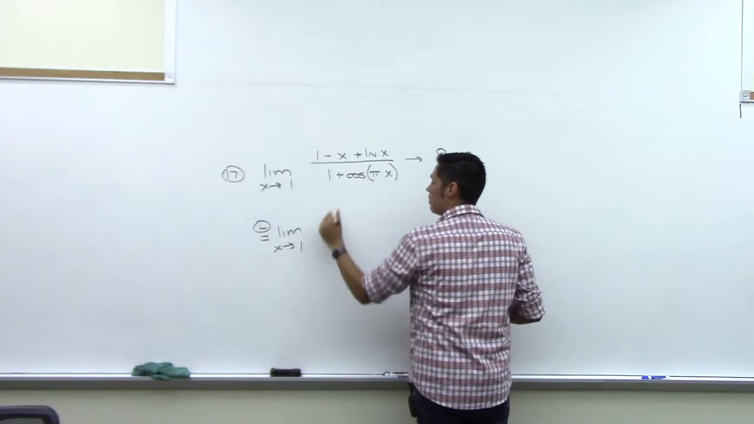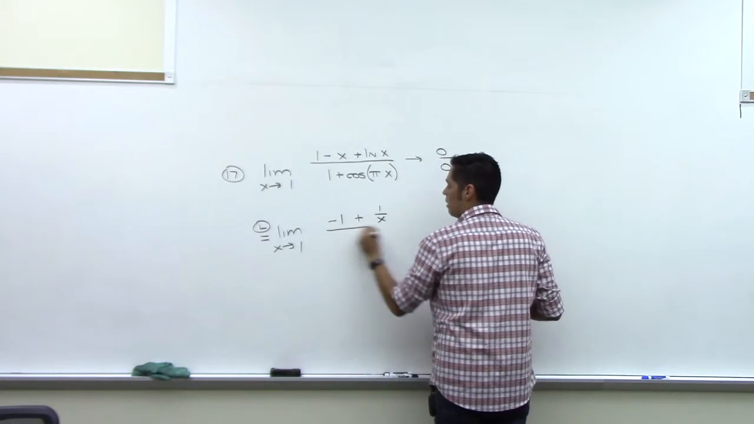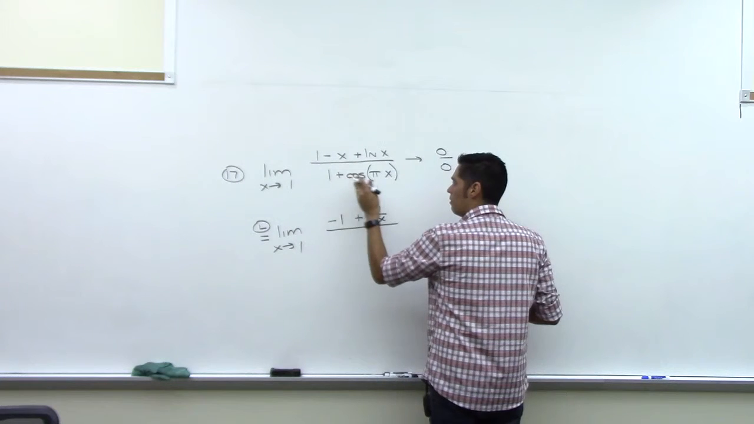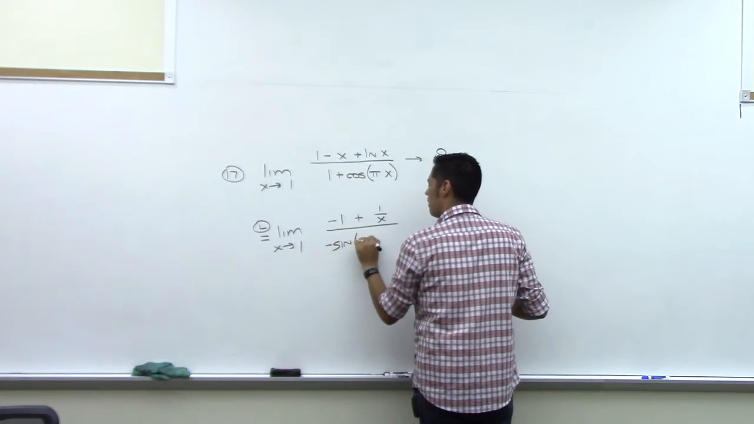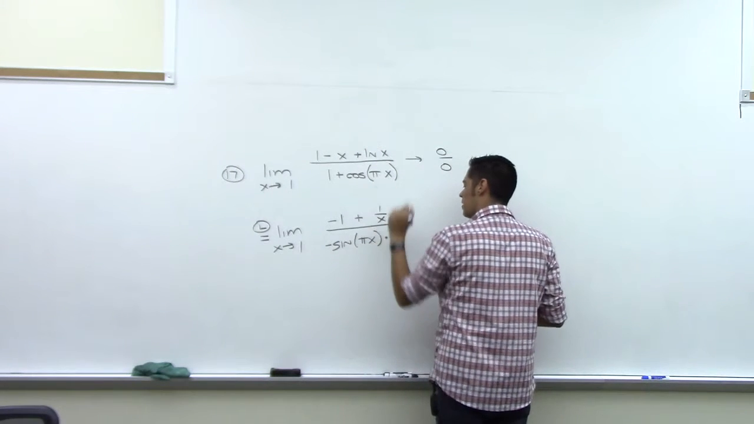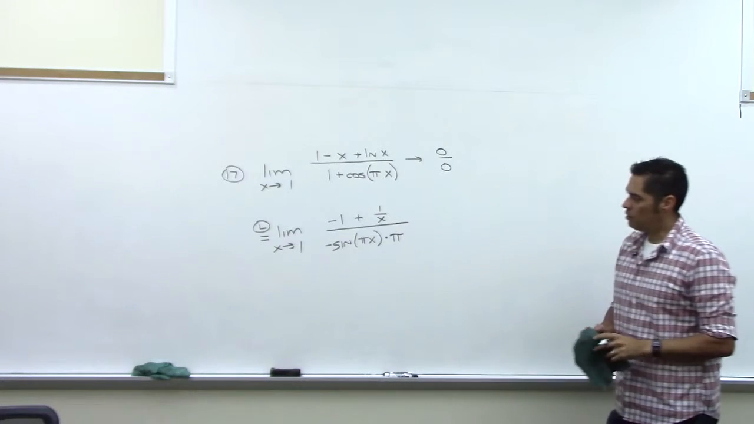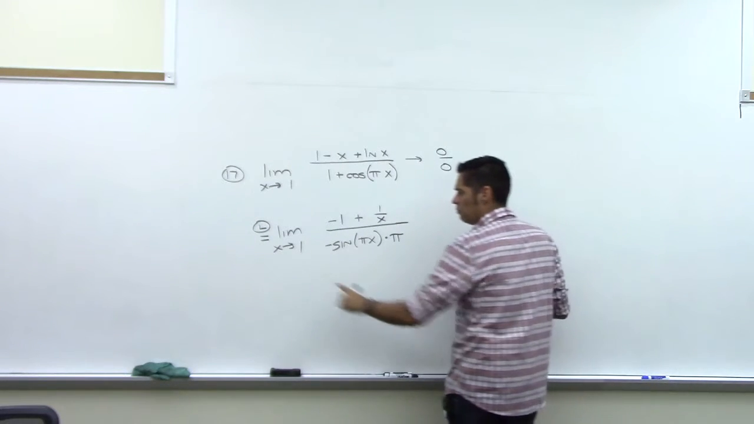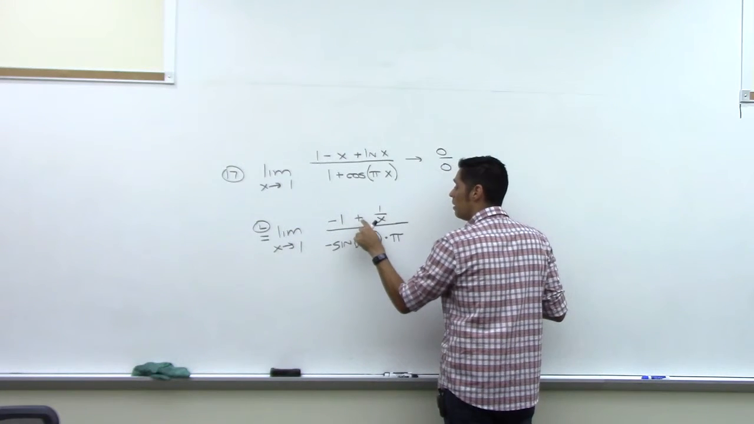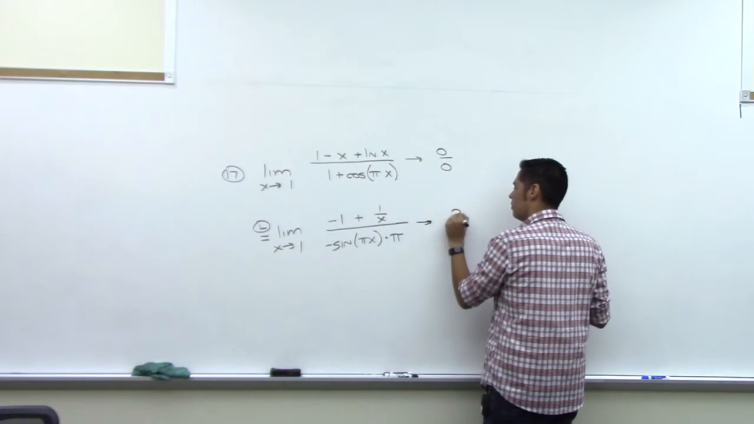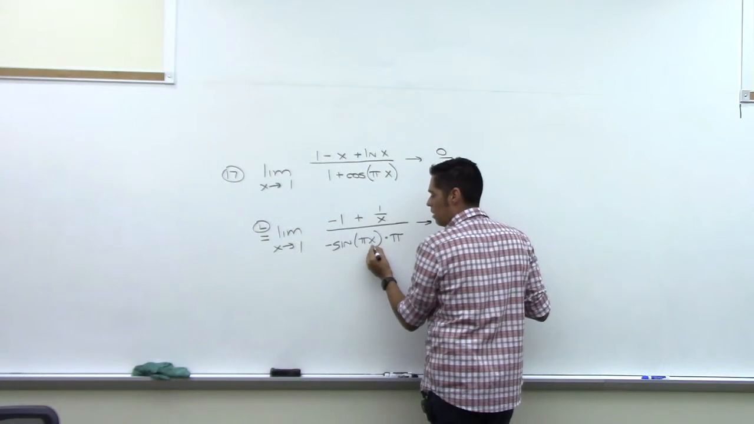All right, derivative of the top. Derivative of 1 is 0. Derivative of negative x, negative 1. Derivative of natural log of x, 1 over x. Done on top. On the bottom, derivative of 1, 0. Derivative of cosine of something, negative sine of that something, times the derivative of what's inside. Derivative of pi x is just pi. Let x go to 1 again. Uh-oh. x goes to 1. 1 over 1 is 1. Negative 1 plus 1, that's 0 on top. Uh-oh. Pi here, pi times 1, that's sine of pi.